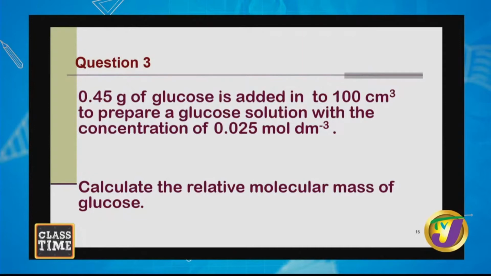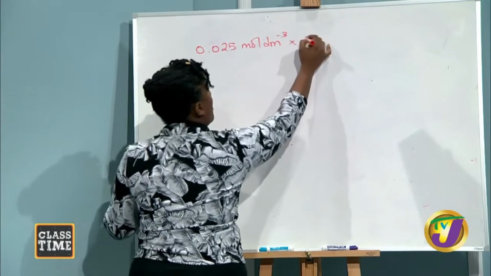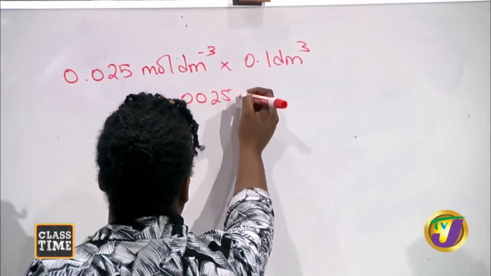Okay, so the first thing we're going to do, we're going to convert our 100 cm cube to dm cube, and then we're going to multiply it by the concentration, which is 0.025 mole per dm cube. So when we convert our volume, which is 100 cm cube, to dm cube, we would get 0.1 dm cube. So multiplying that by our concentration, 0.025 mole per dm cube times our volume converted to dm cube, that will give us 0.025 moles.